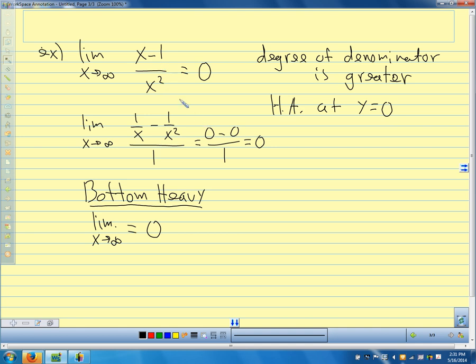If I asked you to show or verify algebraically, you would show me this step. And that's all you would have to do. Divide everything by the highest power.